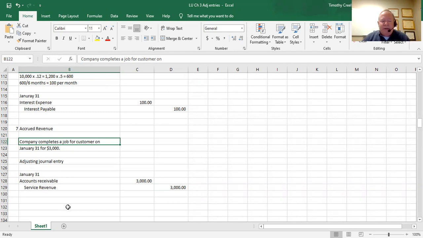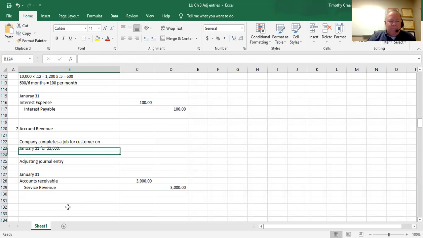If something was completed on the 16th, but we somehow missed it, part of this process would be the adjusting entries, going back through and seeing, are there any revenues that we missed that we need to go ahead and get on the books? An example of this would be a company completes a job for a customer, let's say on January 31st, maybe 10 o'clock at night, for $3,000. It didn't get recorded with the regular daily journal entries or daily transactions because of when it was completed, once the office was closed.